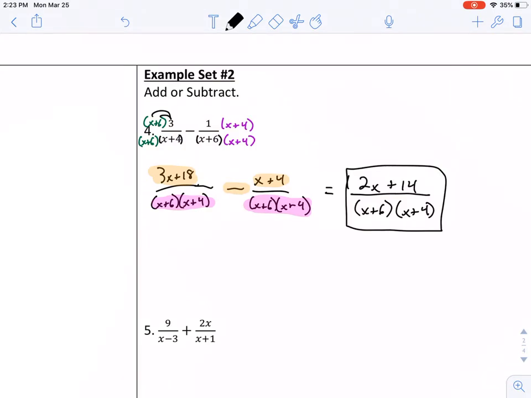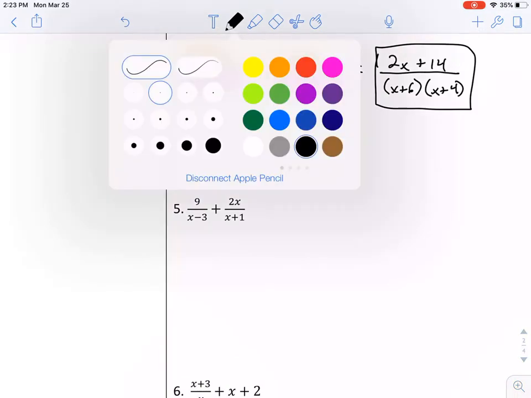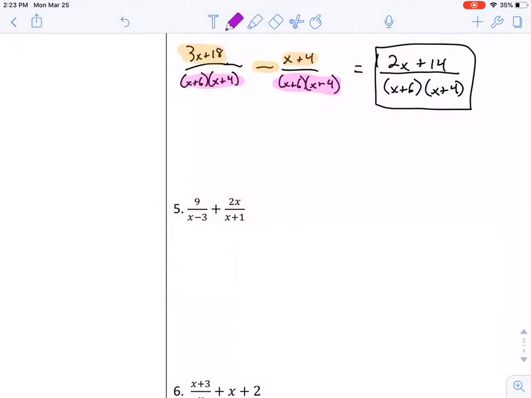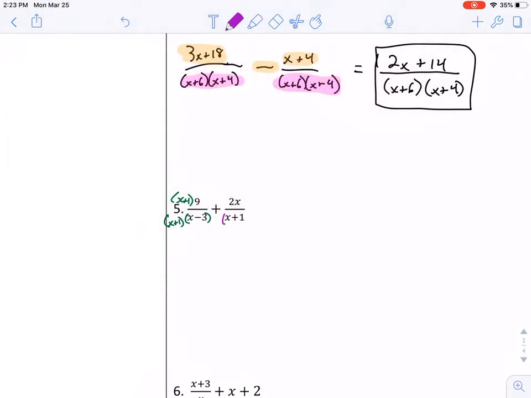Alright, so moving on to 5, look at the denominator. The first fraction has an x minus 3, but doesn't have an x plus 1, so that's what we have to multiply, top and bottom. Then the second one, you have an x plus 1 on the bottom, but you don't have an x minus 3. So you're going to multiply top and bottom by x minus 3.